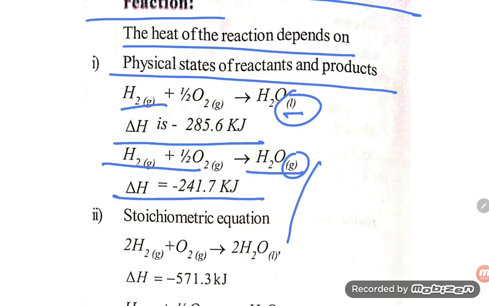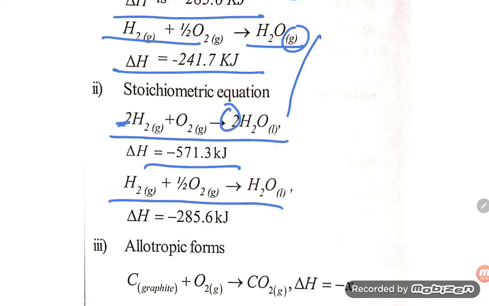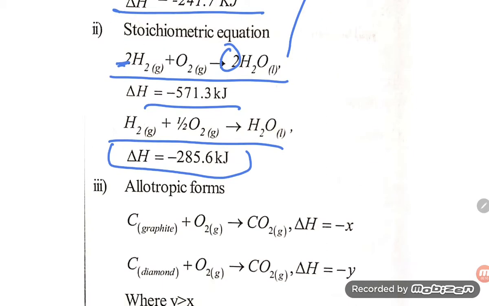The stoichiometry of the equation also changes the enthalpy. H2 plus O2 giving H2O liquid, with stoichiometry 2, has an enthalpy of minus 571.3 kilojoule per mole. If the stoichiometry is 1, the enthalpy is 285.6, which is half of that.